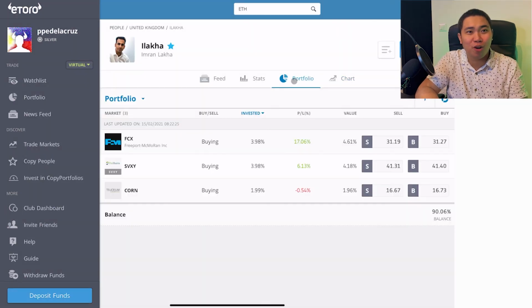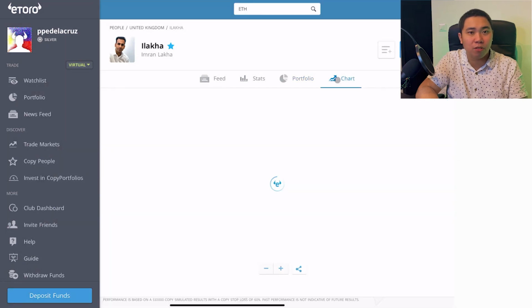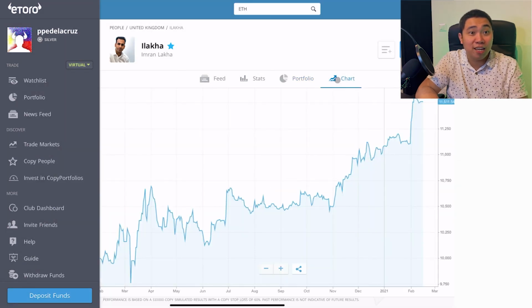If you want to learn more about this person's profile, you can click on the portfolio tab and you will see some assets that he bought and also look at the chart so that you will be able to see the trends of how much he made or lost in the specific time frame.